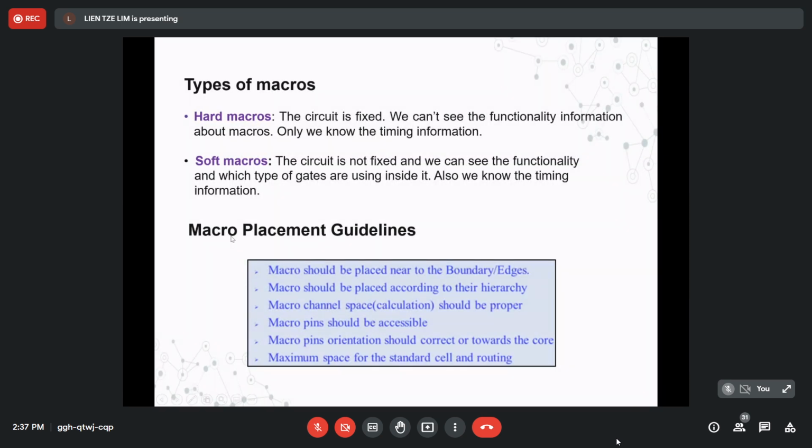Now I group them into different types of macros. They are hard macros and soft macros. Remember that this macro actually refers to the blocks.